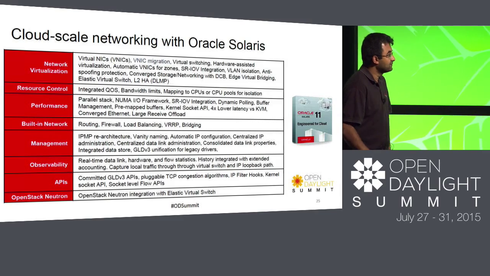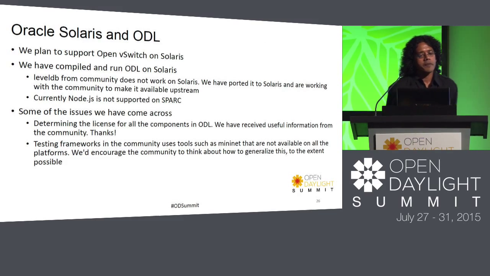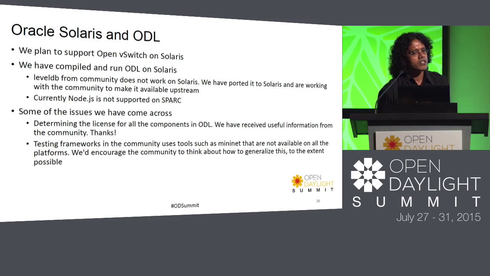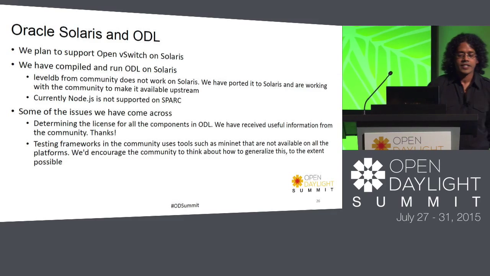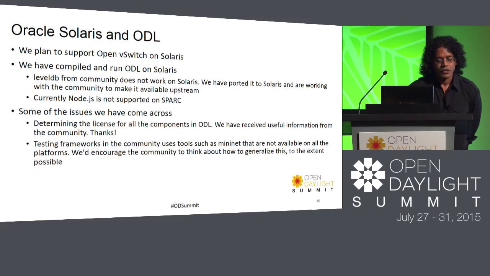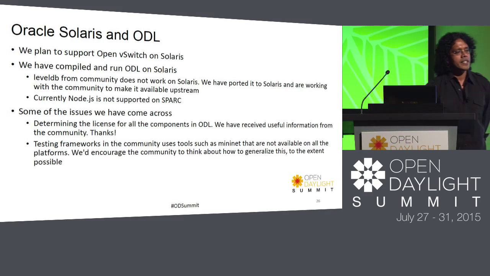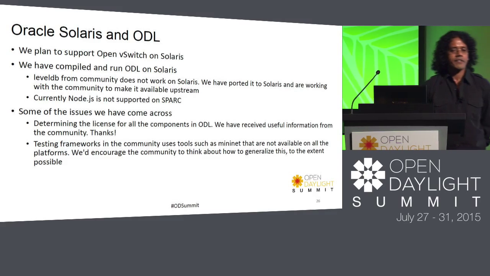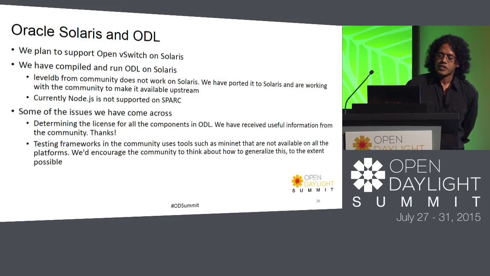Yeah. So where we are right now: we plan to support Open vSwitch on Solaris in order to leverage the OpenFlow and OVSDB protocols. We have run ODL on Solaris. We found a few issues, primarily with LevelDB not working on Solaris. So we ported it to Solaris and are working with the community to get it integrated into upstream.